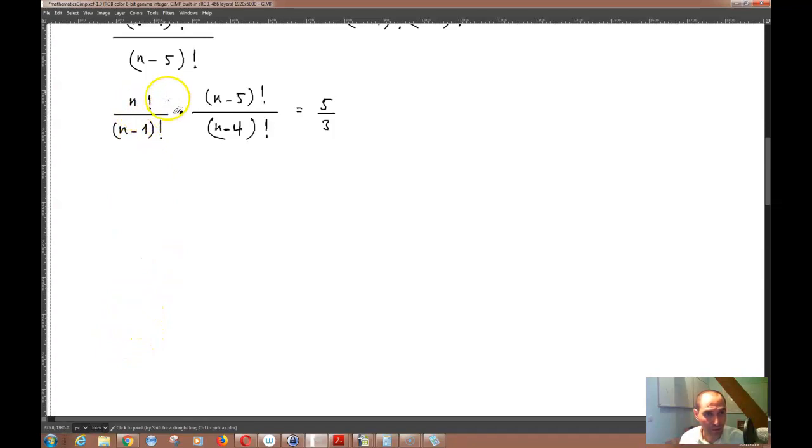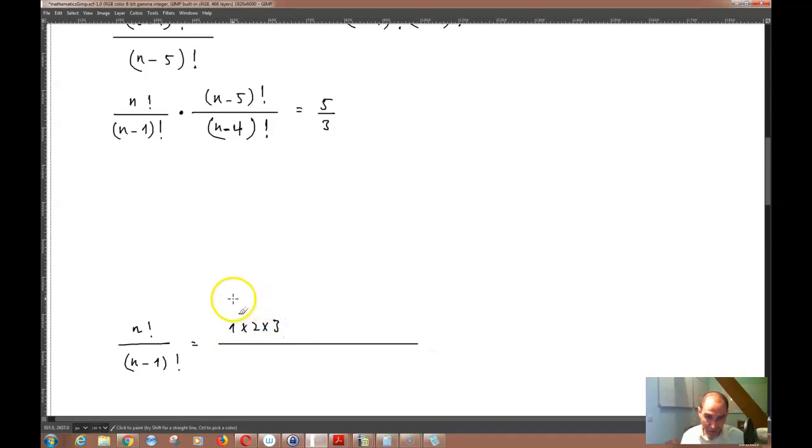So for example, to simplify this thing, of course you can write this as n factorial over (n minus 1) factorial. So I can write this as 1 times 2 times 3.